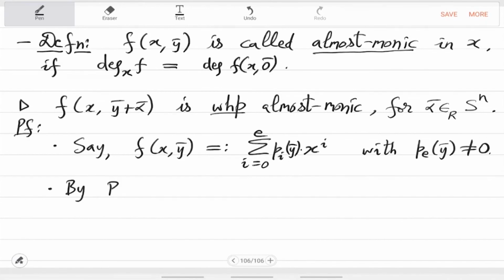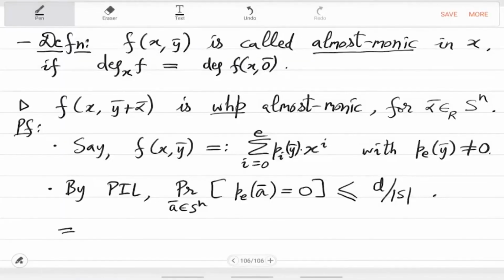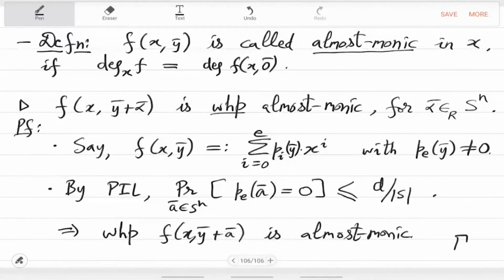So by this polynomial identity lemma, the probability over choices a bar in S to the n of p_e(a bar) being 0 is less than or equal to d over S. So we will take S to be big enough and sample from there; p(y bar) shifted by a bar has a constant term, and so f is almost monic.